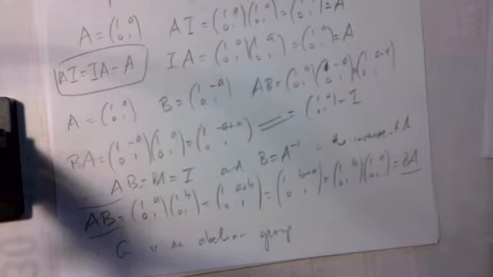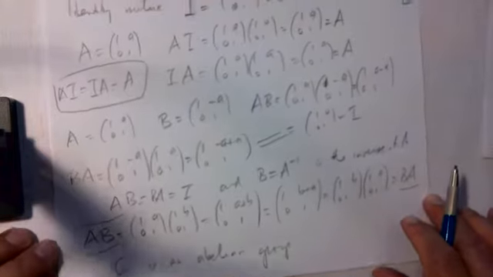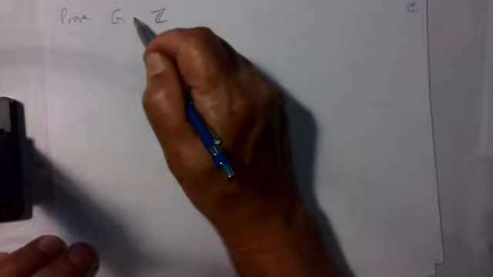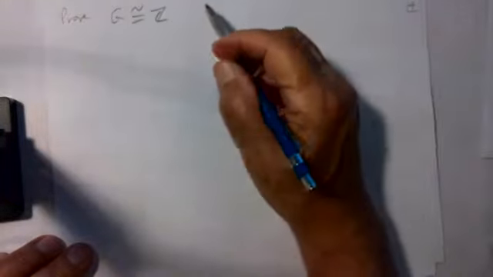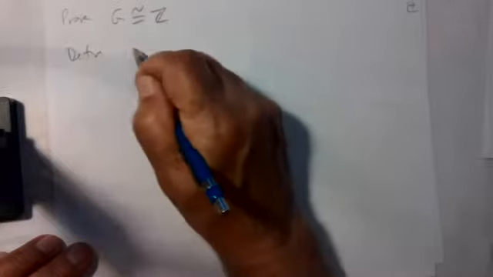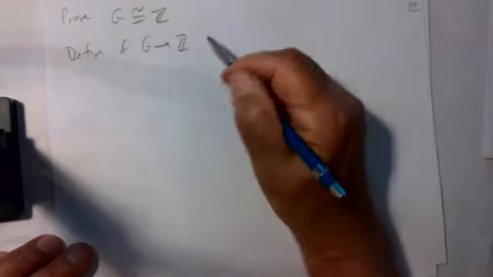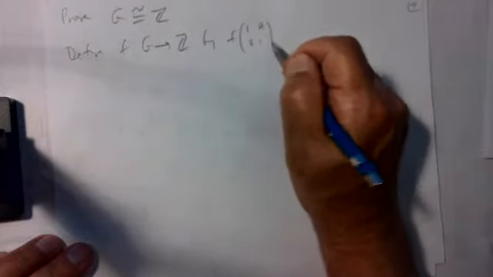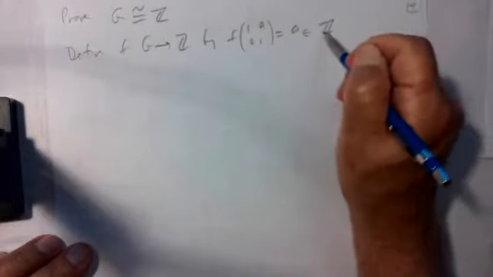Right? So this was the first half of the problem. Prove that this set of matrices G is an abelian group. Any questions about this? All right. And the second part is to prove that G is isomorphic to Z. And this symbol is the symbol for isomorphism. So I have to define a function F from this group to this group that's one-to-one and onto and satisfies the appropriate relation. So define a function F from G to Z as follows. F of the matrix 1, a, 0, 1 is just going to be the integer a. This is an element of Z.